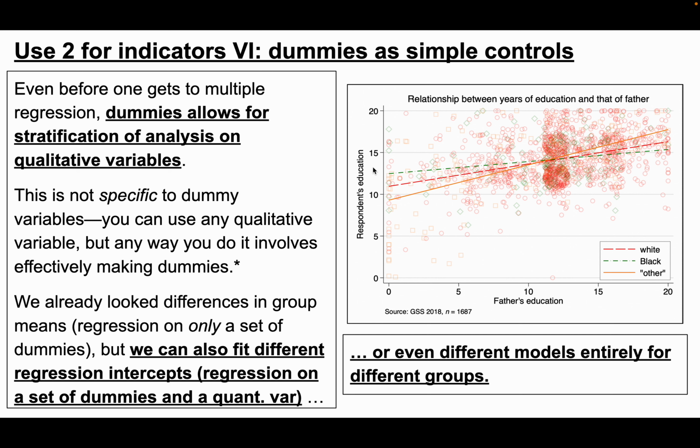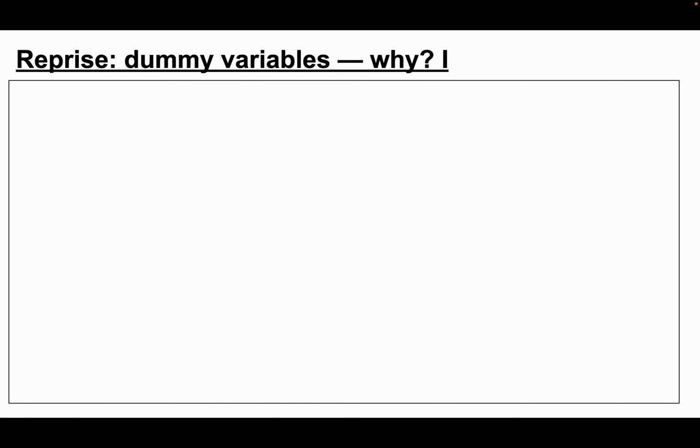And so you can see that here in this scatter plot. It's a little bit tough to tell, but you can see that these all feature different intercepts and different slopes. So that's a really interesting thing you can do with dummy variables.